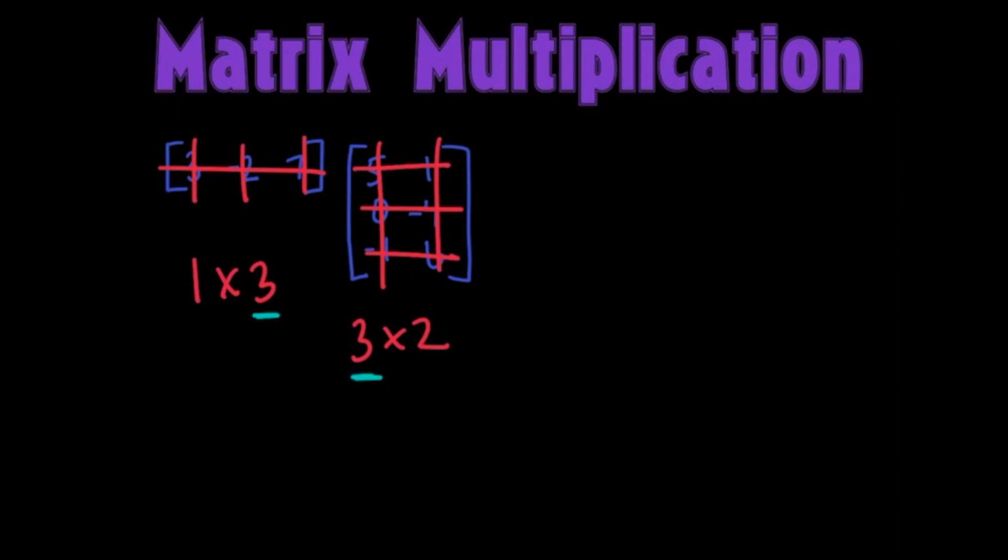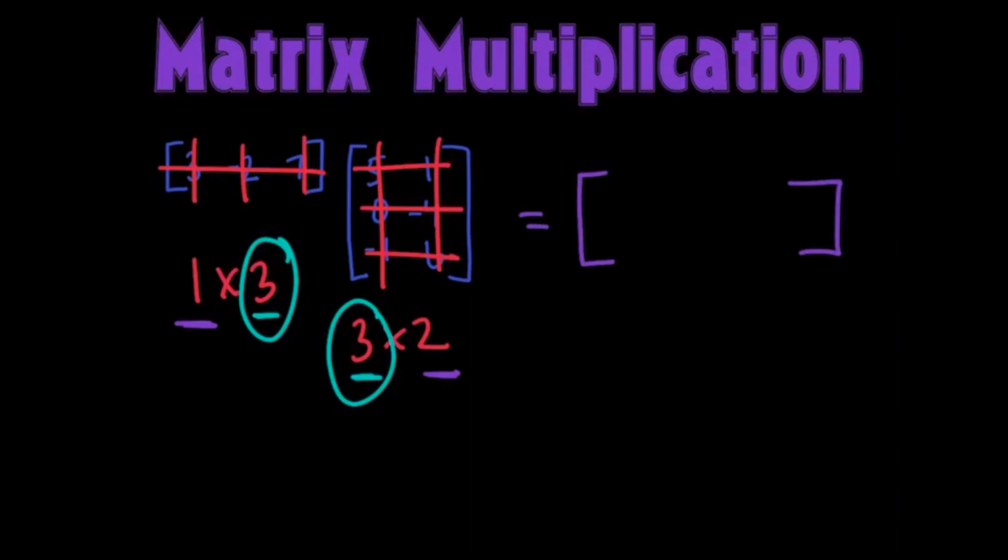If they aren't equal, you won't get a product. The number of columns in the first matrix has to be equal to the number of rows in the second matrix in order for this to happen. If that's the case, which it is here, then our output is going to be the number of rows in the first matrix by the number of columns in the second matrix. So in other words, the output here is going to be a 1 by 2 matrix. So let's see what we can do in order to get our answer.